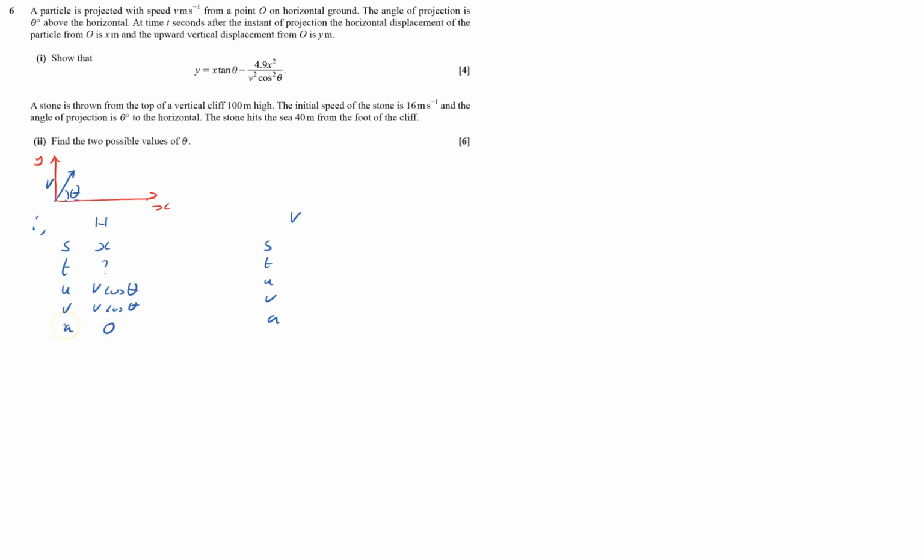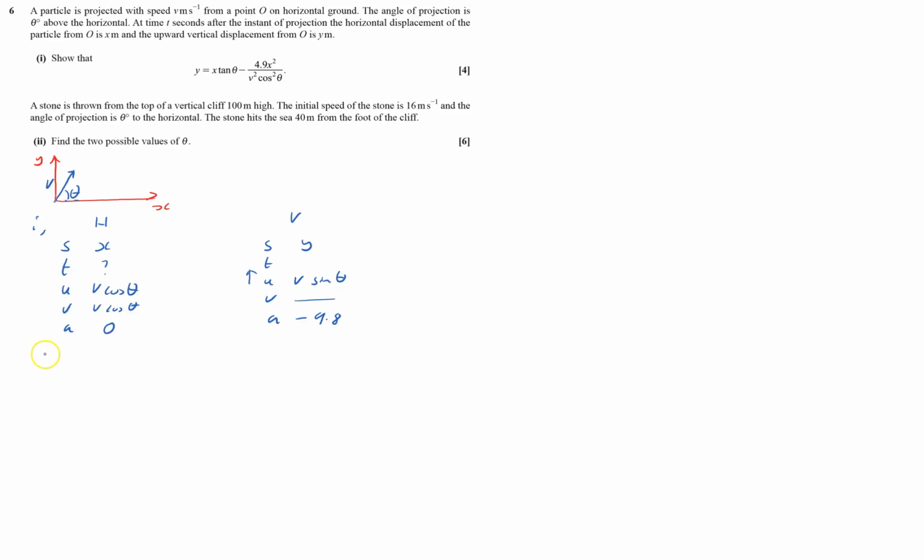Acceleration is 0. Over here, s is y, the vertical component, and I've taken that to be positive, so t is going to come across from here. U will be v sine theta, v I don't know, don't care. And the acceleration is minus g, which is minus 9.8, because I've taken up to be positive.